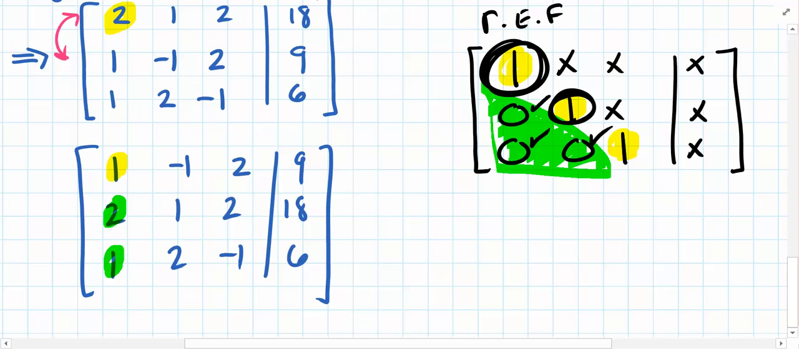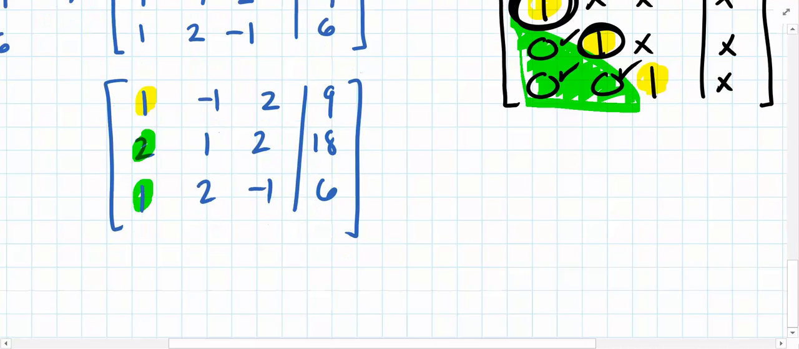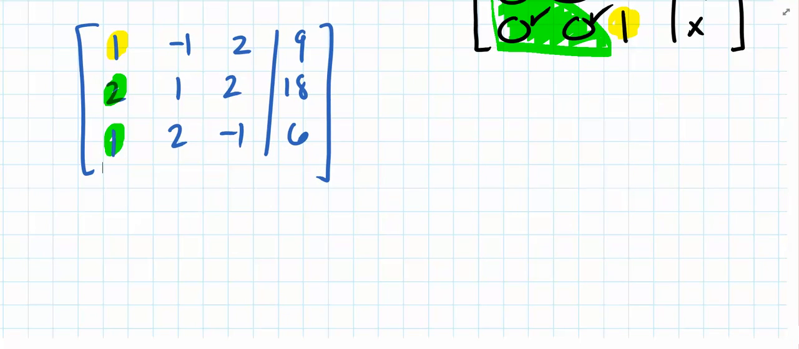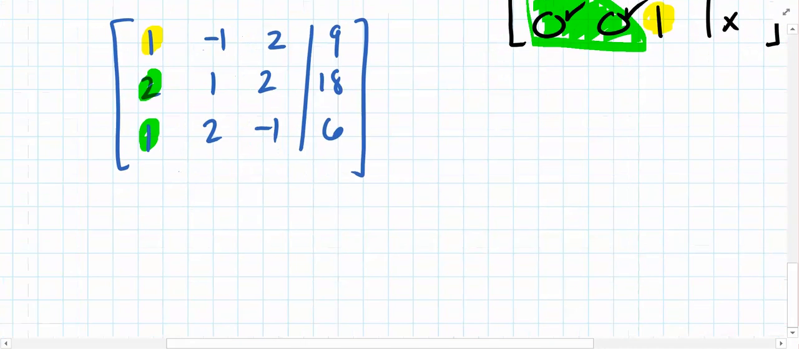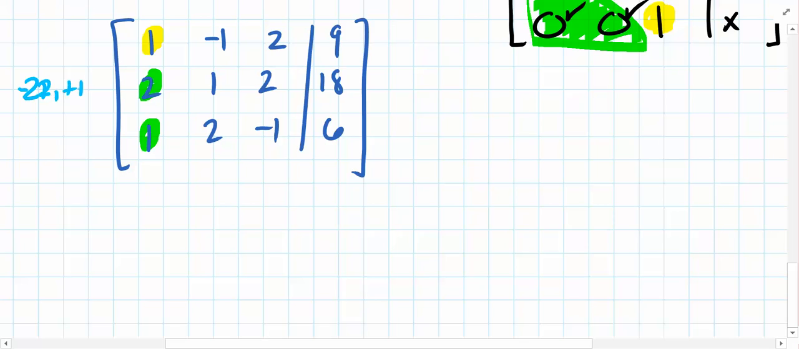Okay? How do I make that a 0? Here's what we can do. You want to get this leading 1 and 0s below it. Okay. We're going to do negative 2 times row 1 plus row 2. Okay? That's going to give me a 0 there. And then this one down here, we're going to do negative 1 times row 1 and add it to row 3. That's going to give me a 0 there.